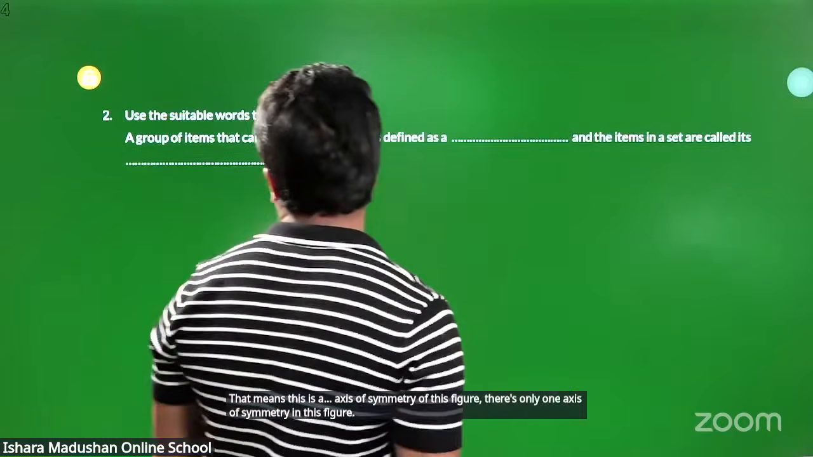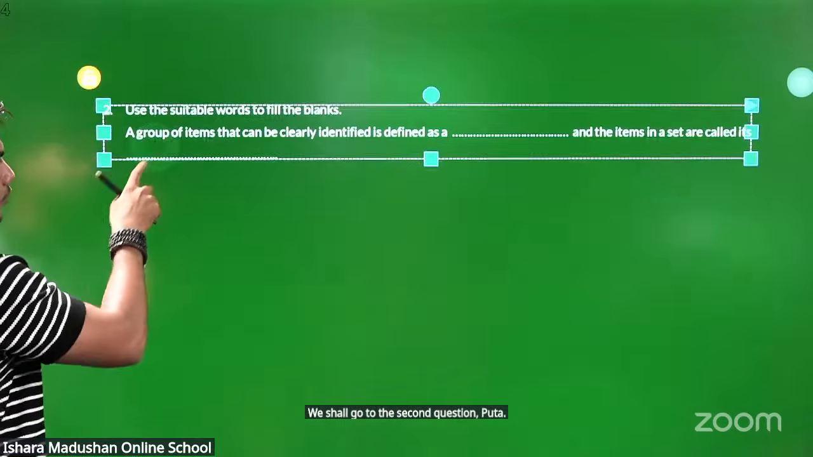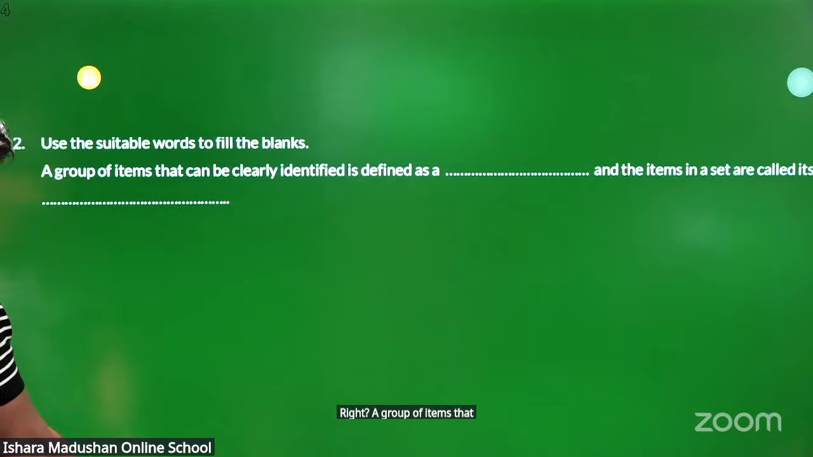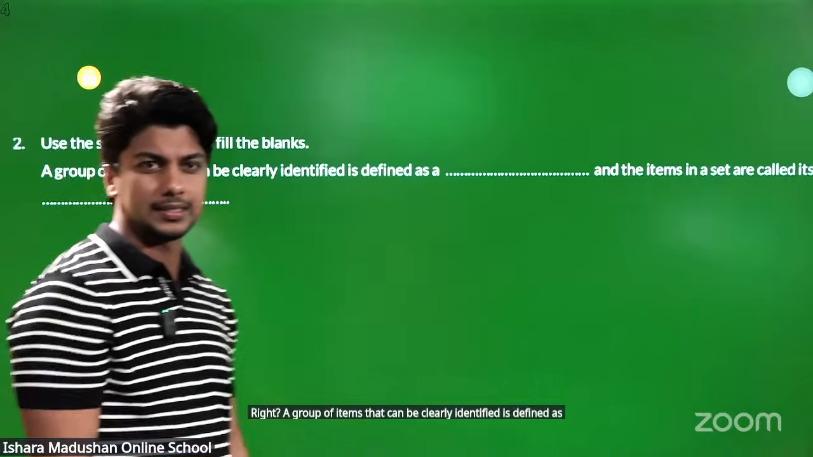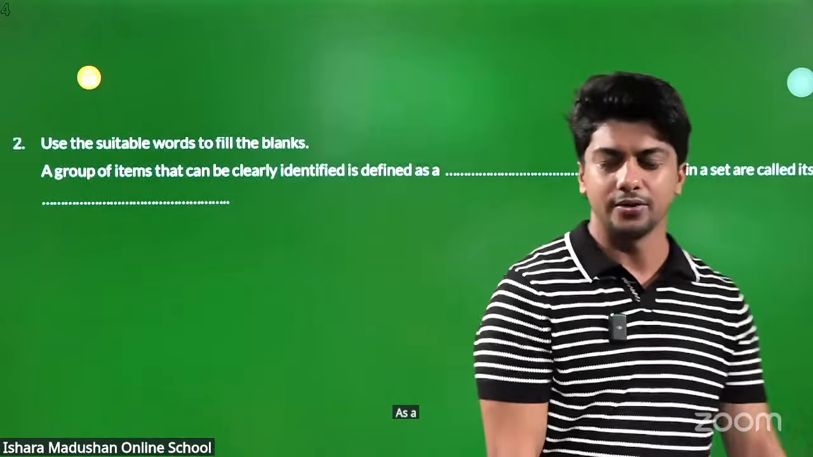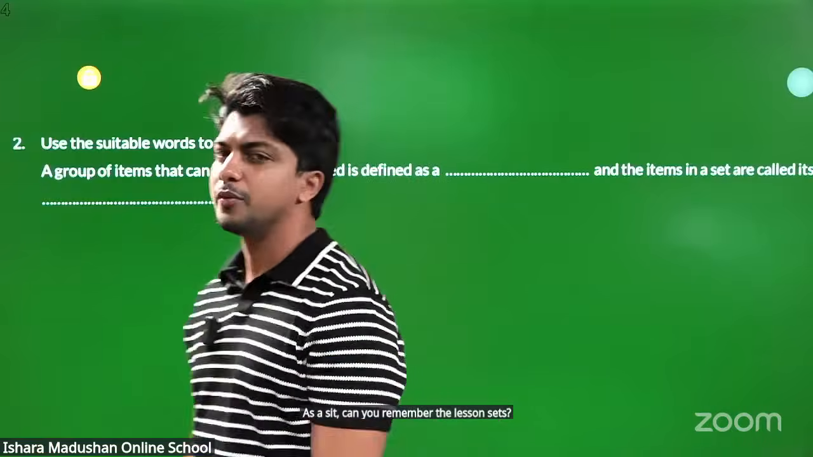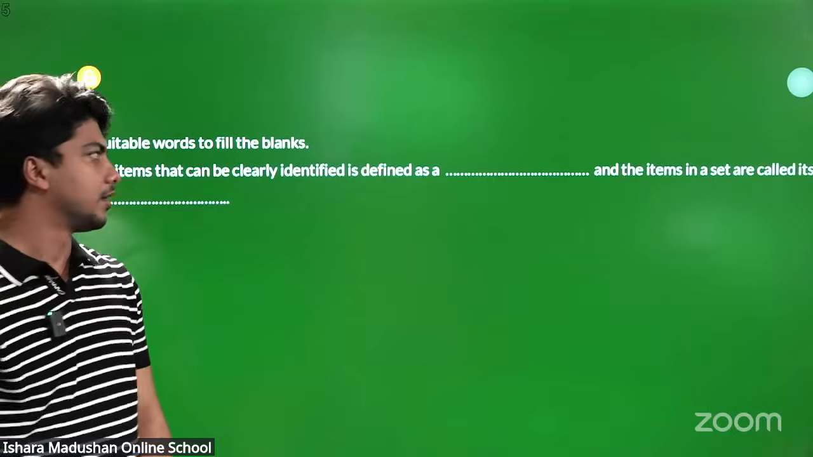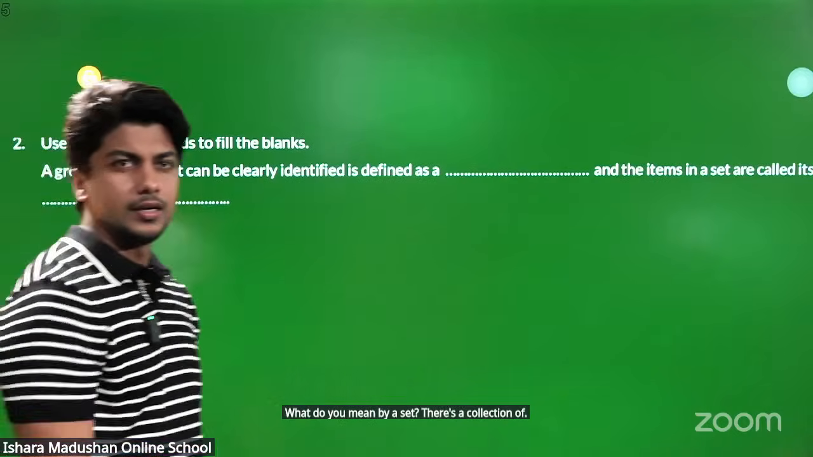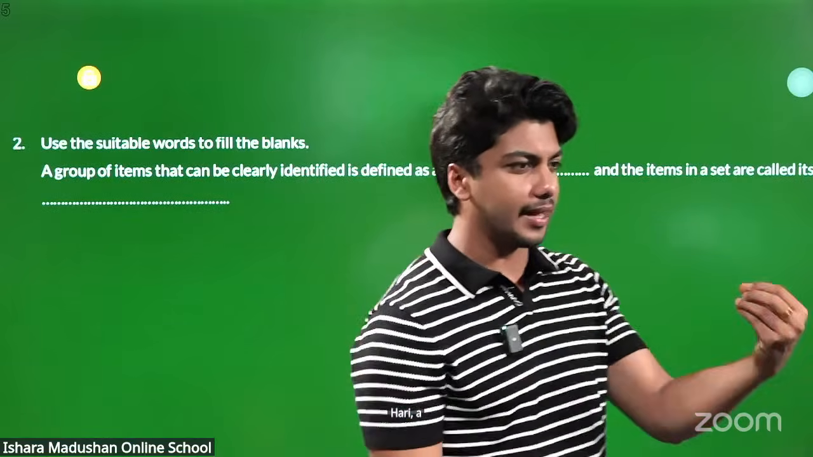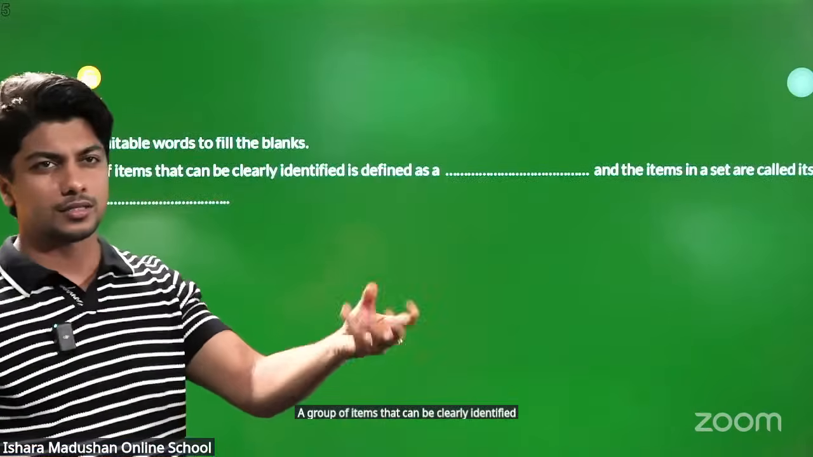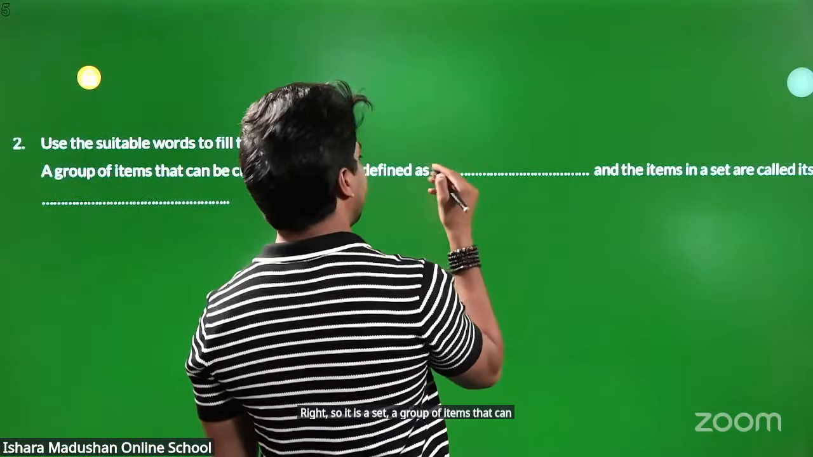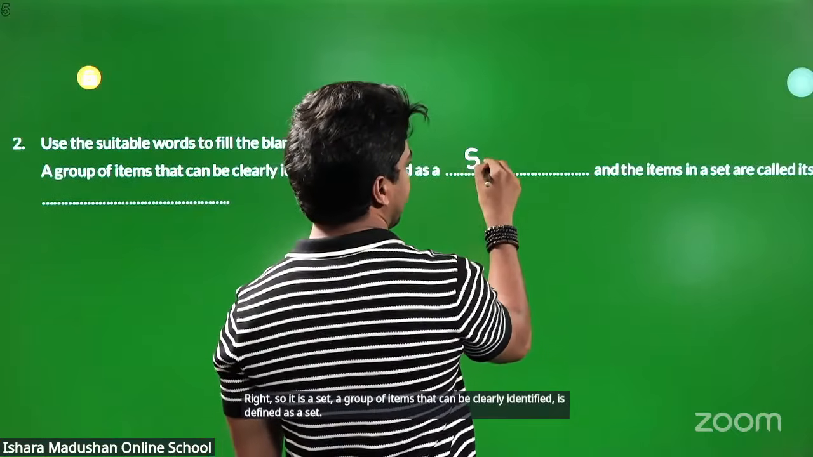We shall go to the second question, Puta. Use suitable words to fill the blanks, right? A group of items that can be clearly identified is defined as a what? As a set. Can you remember the lesson sets? What do you mean by a set? එකිනෙකට වෙන්කොට හඳුනා ගන්න පුළුවන් අවයව සමූහයක්. හරි. A group of items that can be clearly identified from each other. So it is a set. A group of items that can be clearly identified is defined as a set, right?